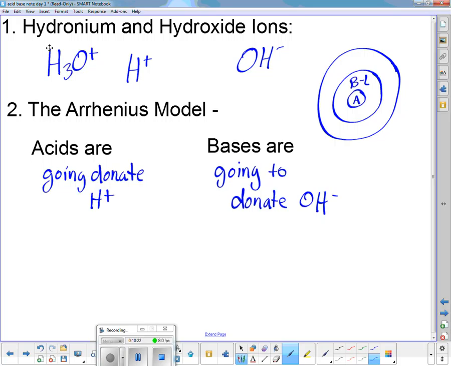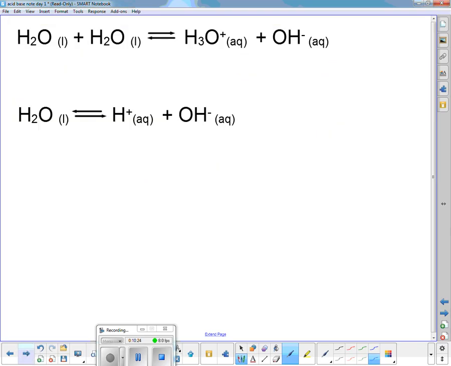Okay, so we're going to go on. Okay, so, oh, wait a minute. I've got water plus water. It gives me a hydronium and a hydroxide. What in the world? I can add water to water and get an acid and a base. This is known as amphoteric. That means I can act as an acid or a base.